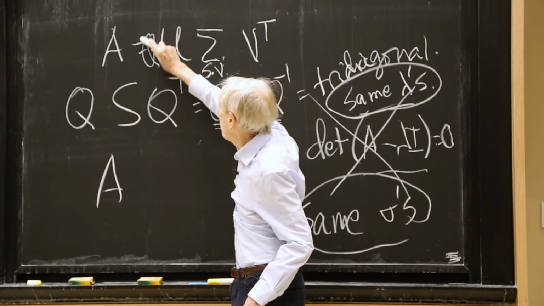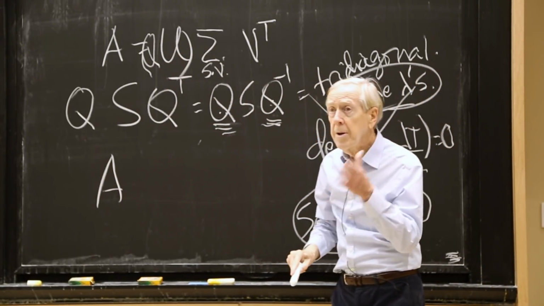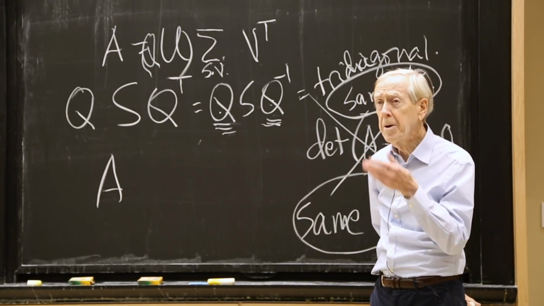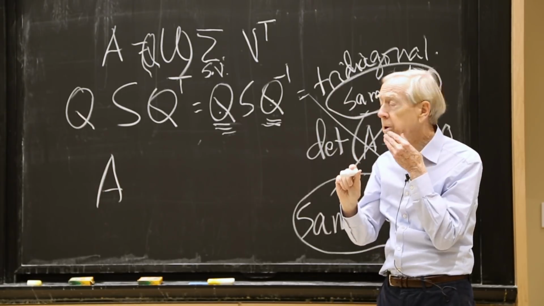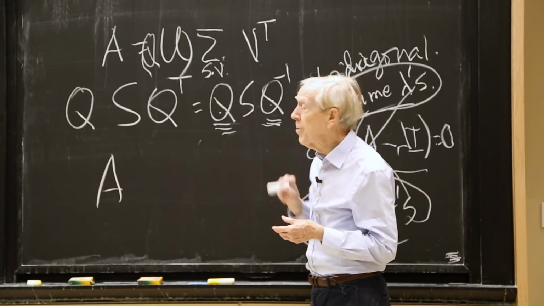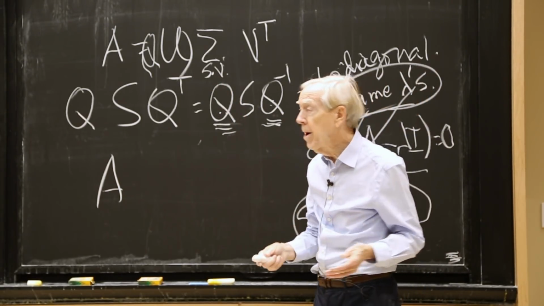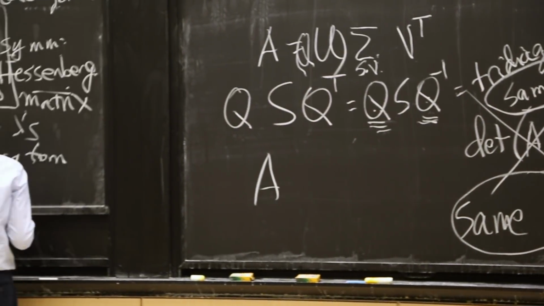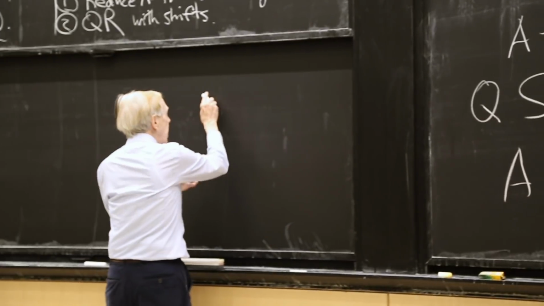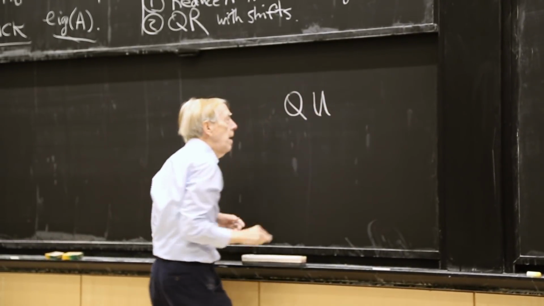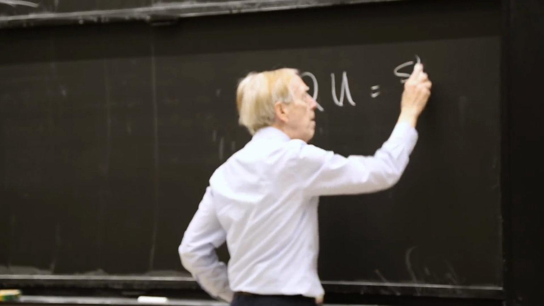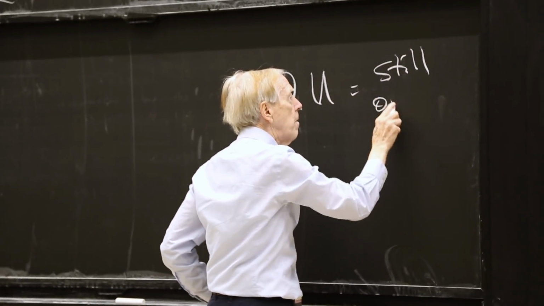Because here's an orthogonal matrix, a Q times U. If both of those are orthogonal, then the product is, right? Everybody knows that a product of two orthogonal matrices is still orthogonal. Better know that. So if I have an orthogonal matrix Q and an orthogonal matrix U, I claim that this is still orthogonal.